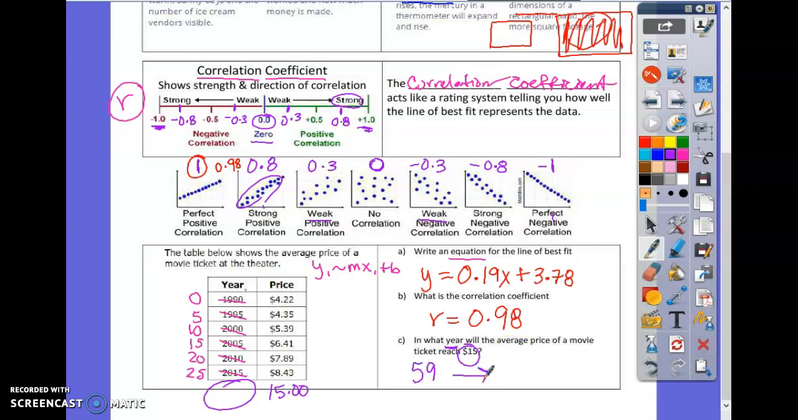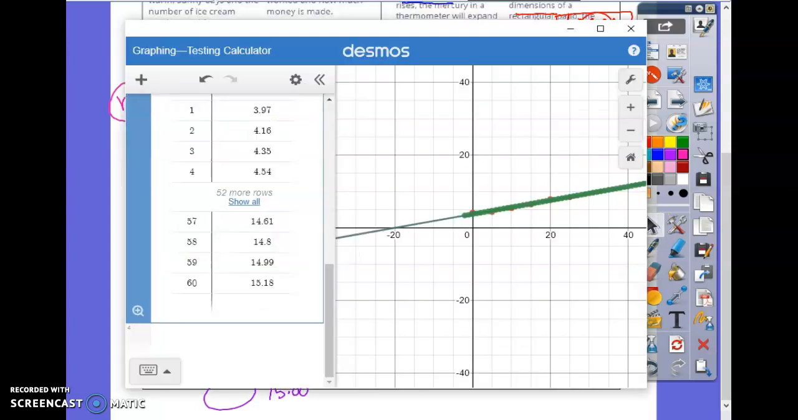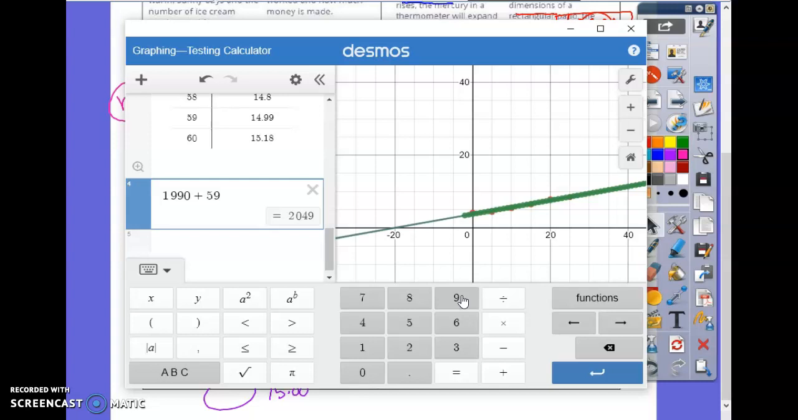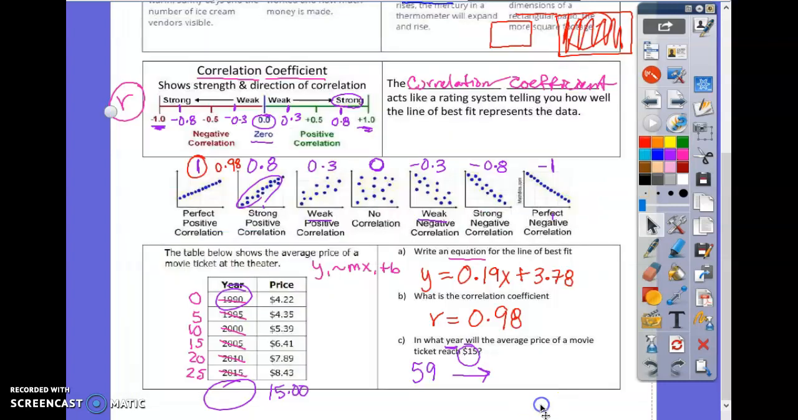So if I add 59 to 1990, how much is that? So 1990 plus 59 years later, that's about 2049. So year 2049. Remember, I added 59 to 1990. Okay, we're going to do a quiz, so look out for the code.